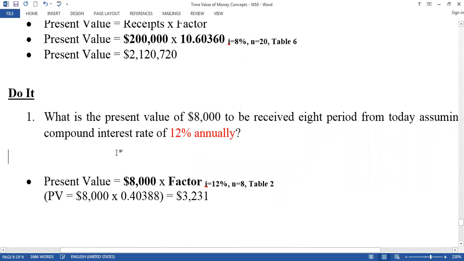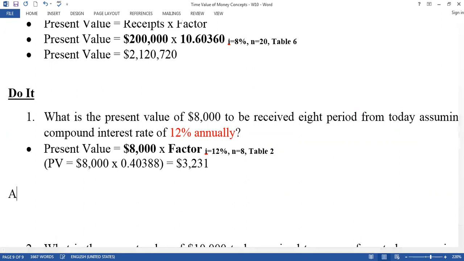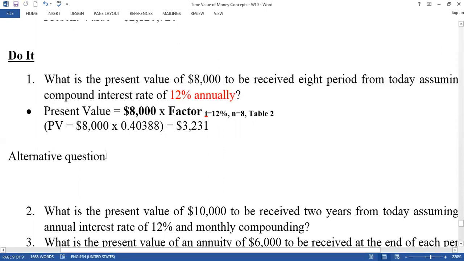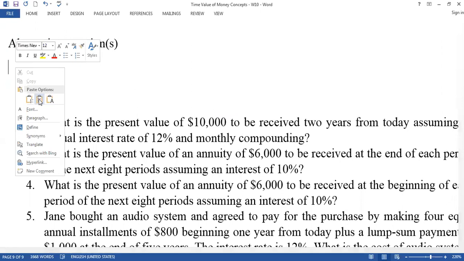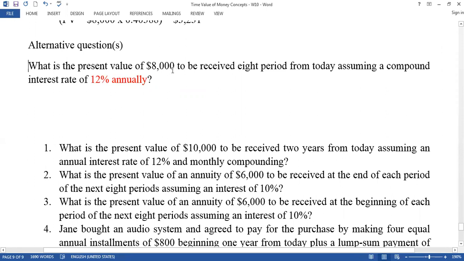All right. Now I can give you an alternative question. I can have several questions. So, what is the present value of $8,000 to be received, something like semi-annually? Semi-annually, okay?